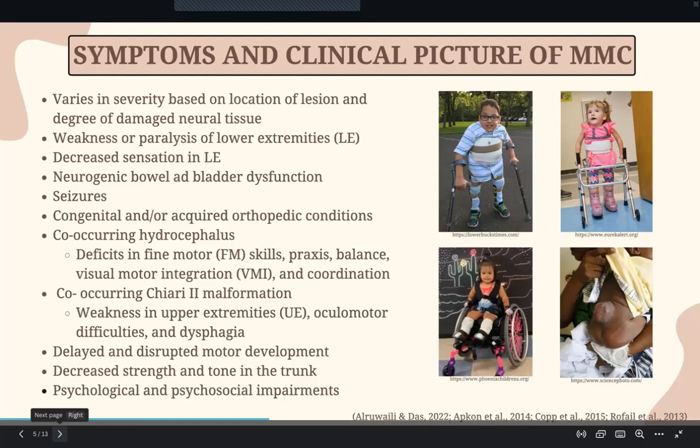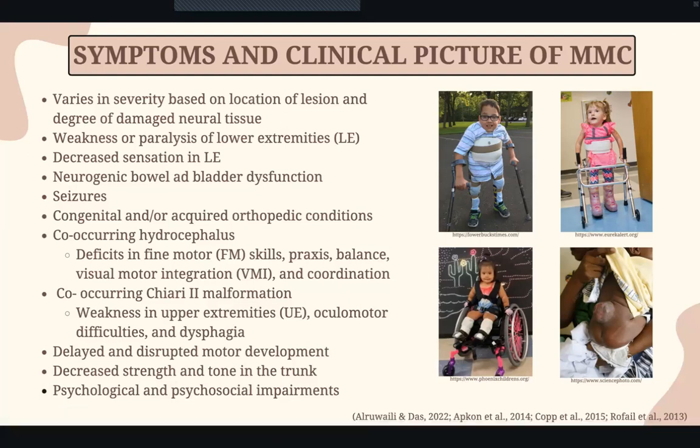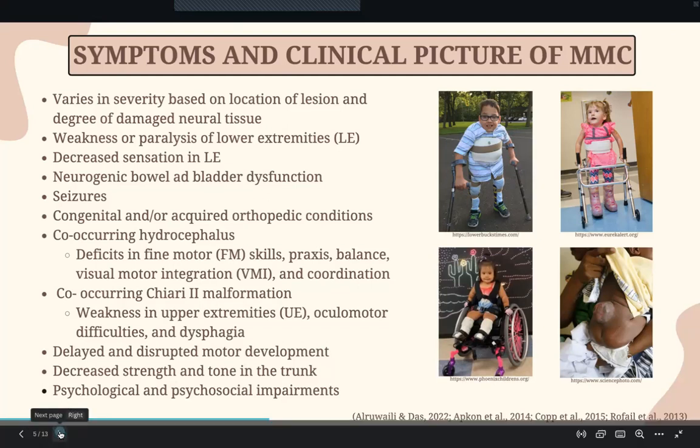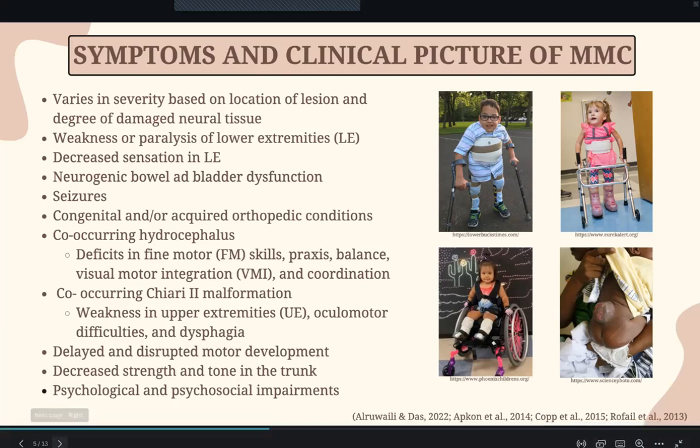Hydrocephalus and Chiari-2 malformations are almost always present with individuals with MMC, and those can lead to deficits in fine motor skills, praxis, balance, VMI, and coordination, along with weakness in the upper extremities, ocular motor difficulties, and dysphagia. It almost always leads to delayed and disrupted motor development, decreased strength and tone in the trunk, and varying levels of psychological and psychosocial impairments.